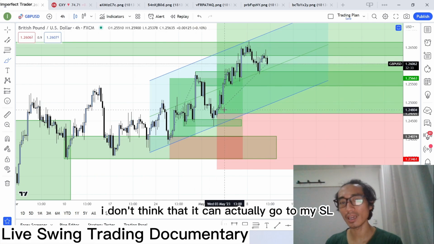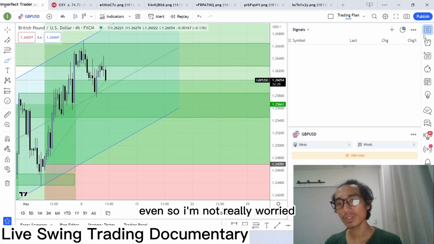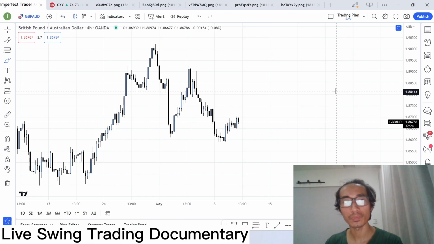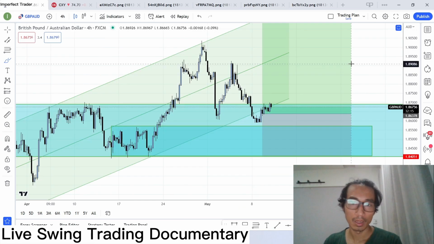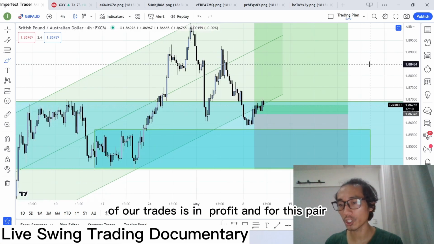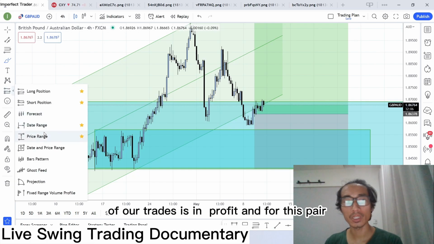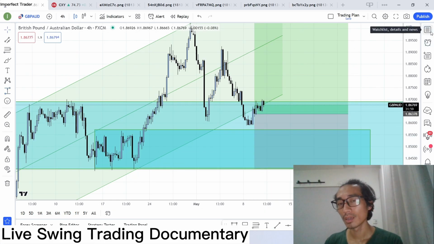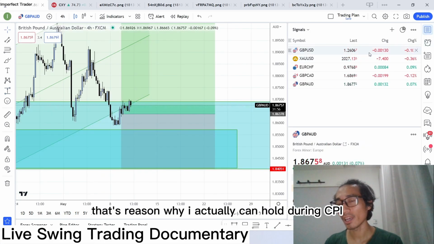So for me, I don't have any problem holding my trade. I don't think it can actually go to my stop loss. Anyway, it's at break even, so I'm not really worried. So, GBP AUD. So far, everything is nice. Both of our trades are in profit, and for this pair, we are almost 300 pips away from the stop loss. That's the reason why I can hold during CPI.